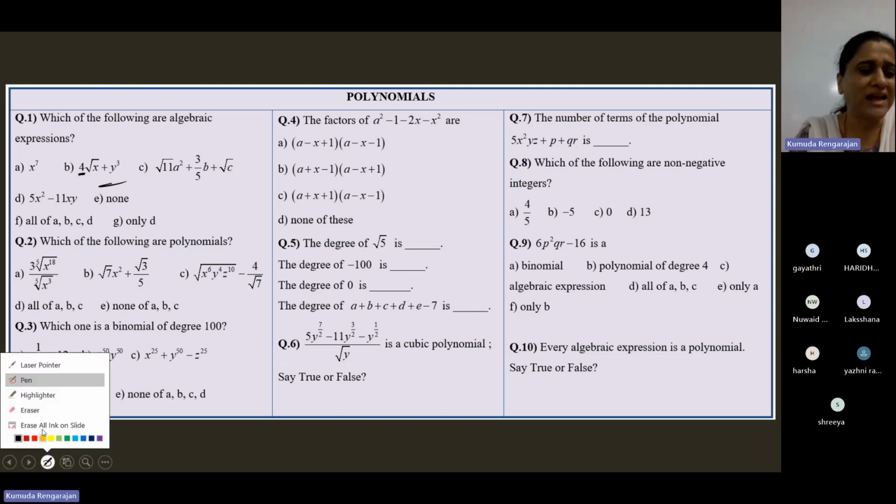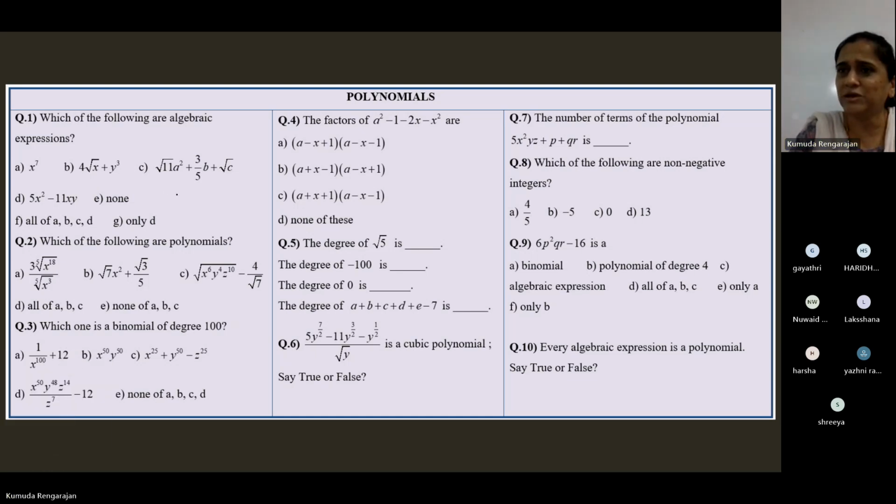So to identify algebraic expressions, you don't have to take any effort actually. Algebraic expression, algebraic expression, algebraic expression. You don't have to take into account the powers of the variables involved. They can be anything. Can be a fraction, decimal, whatever. It can be negative. All that makes an algebraic expression. No. D also is an algebraic expression.